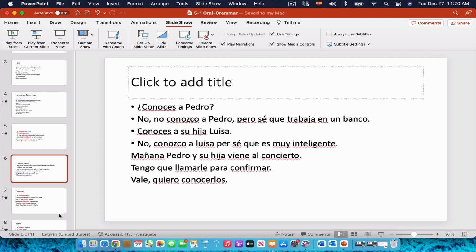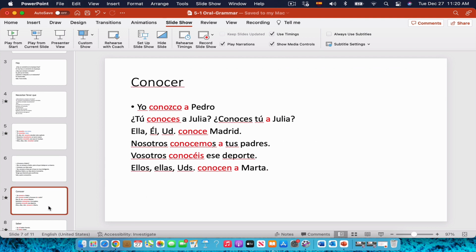Okay? So let's talk about conocer. The verb conocer and the verb saber, they both mean to know. But in Spanish we make a difference between them. Conocer is to be familiar with, or to know a place, or something like that. And saber is when you know how to do something, when you know how to speak Spanish, when you know how to do something, we use in those cases saber. So we're going to see first the conjugation of conocer, and then we will see the conjugation of saber. The word conocer means to know someone.